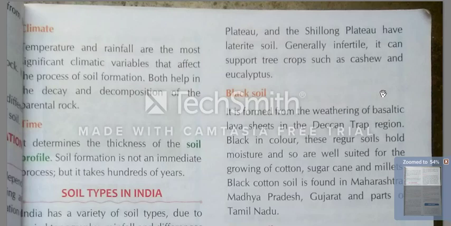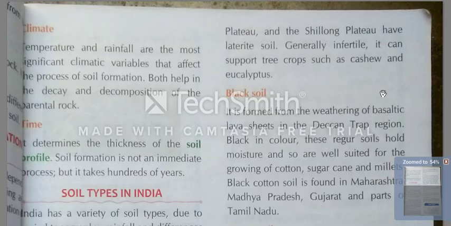Clear? Okay. Now we will see black soil. What is black soil? Let's see. Black soil is also called cotton soil. It is formed from the weathering of basaltic lava sheets in the Deccan Trap region.